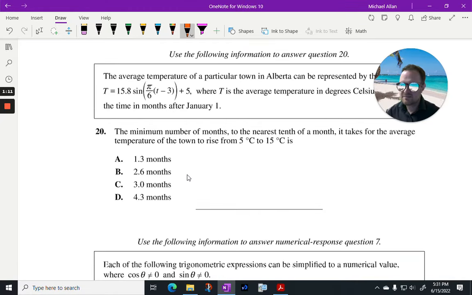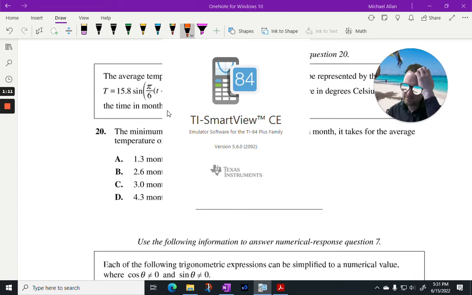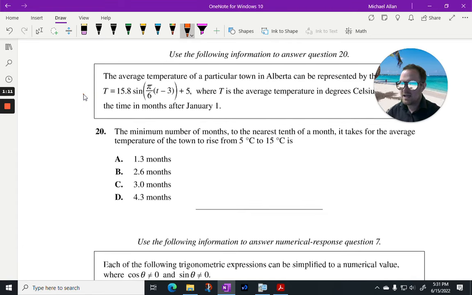Oh, this is a good question because it involves graphing. So I'm going to put my graphing calculator here. The average temperature of a particular Alberta town is represented by blah.